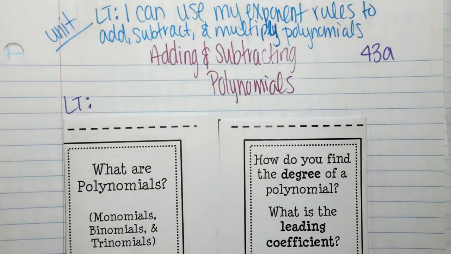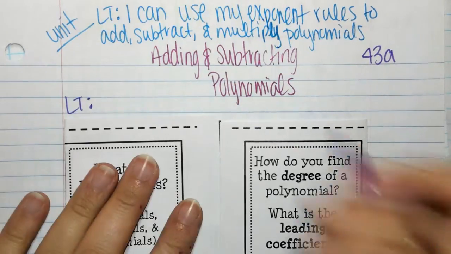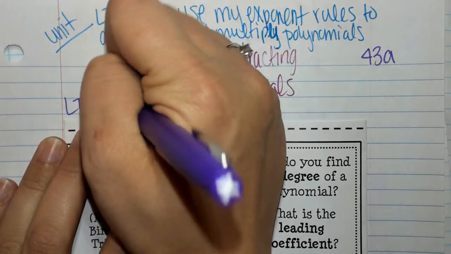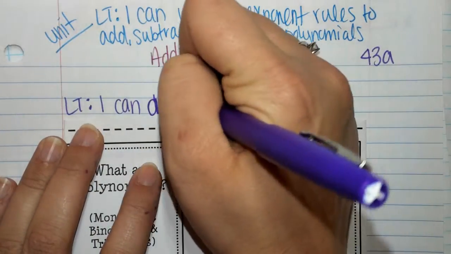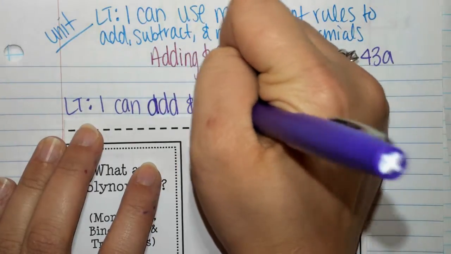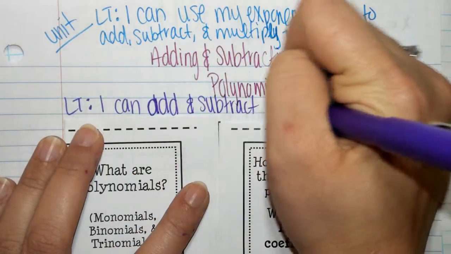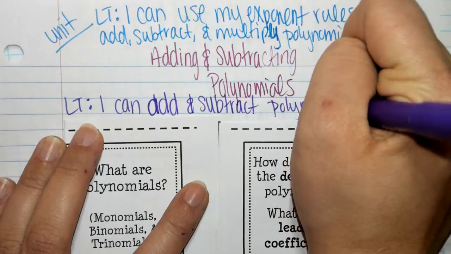So that's our unit. That's what we're going to be able to do by the end. Today, we are going to be able to add and subtract polynomials. I can add and subtract polynomials.